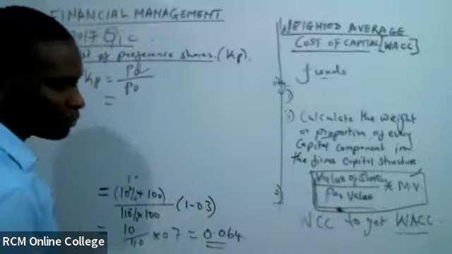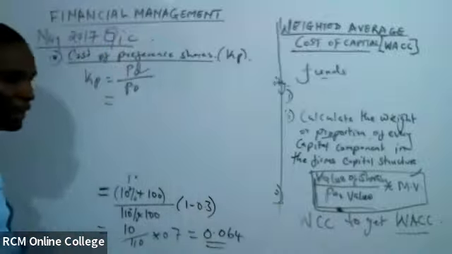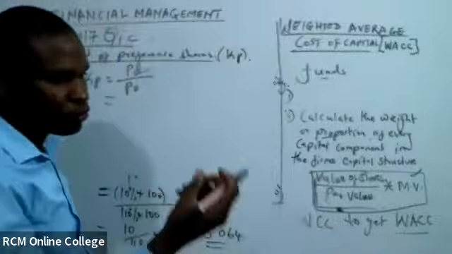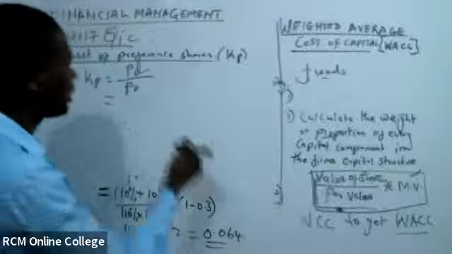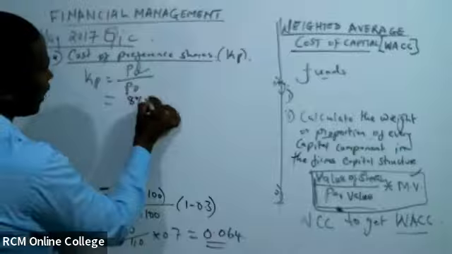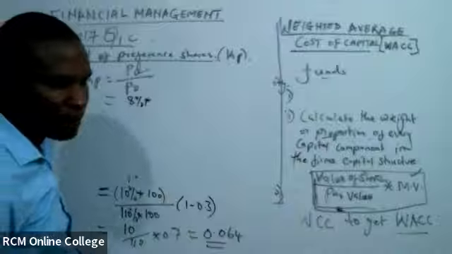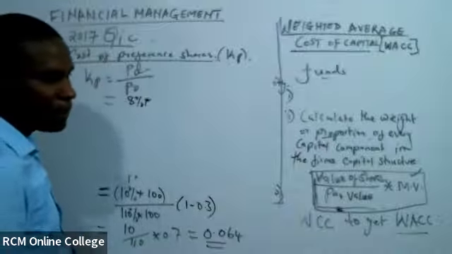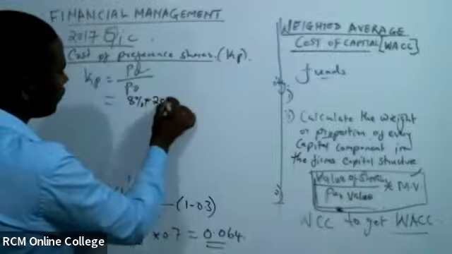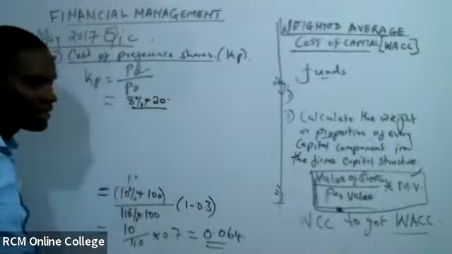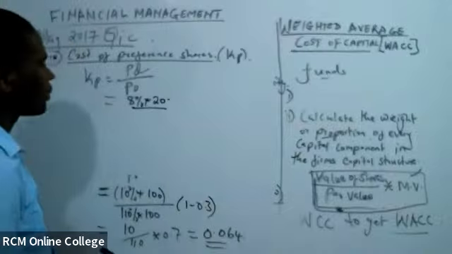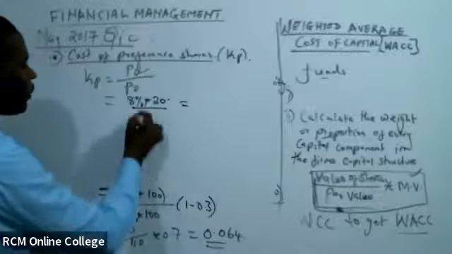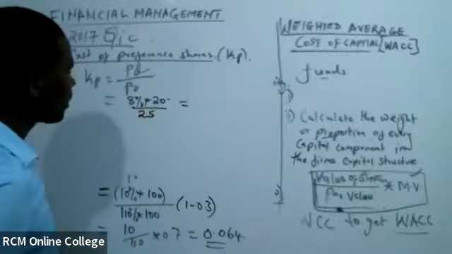So in this case, you take the rate. What is the rate of our KP? Remember, tunataka preference dividend na tunachukua rate times par. Rate is 8%, 8% times par. Par value ni ngapi? 20. Par value is 20. You divide by the market value. Na utakuwa sawa. Market value ni ngapi? 25. So what will be our KP?